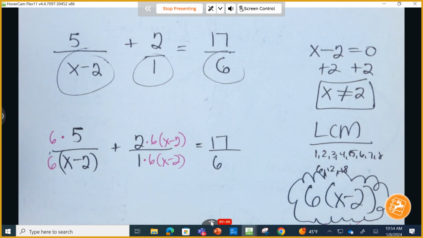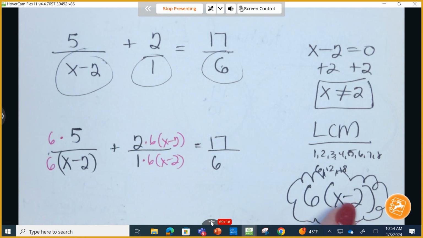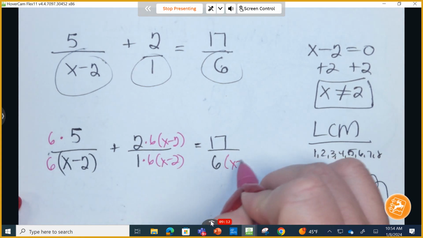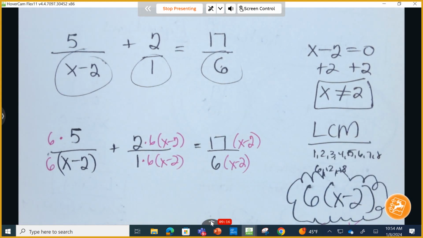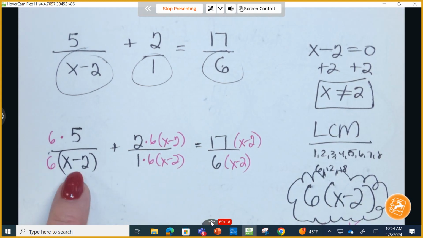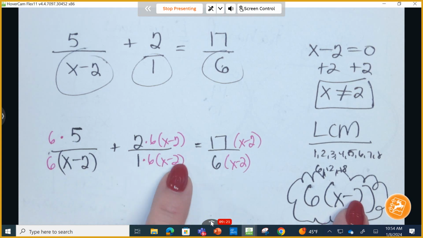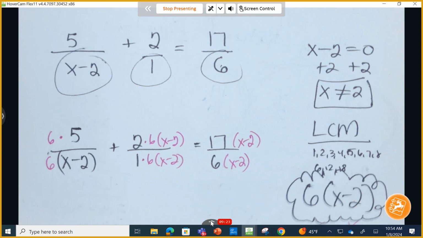All right, my last term, I have a 6, but I need to have an x minus 2 as well. So x minus 2 and x minus 2. Now I'm just going to glance here. 6 times x minus 2, got it? 6 times x minus 2.